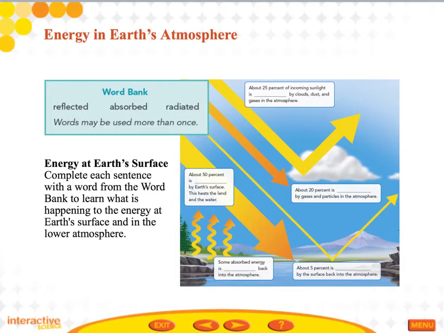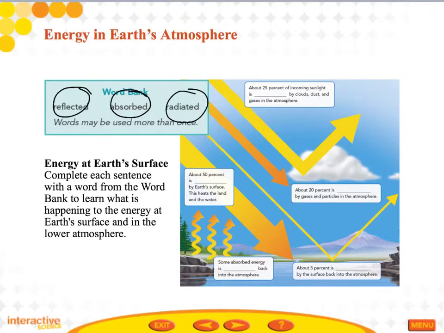Okay, so when energy hits the Earth's surface, when the sunlight rays come down through those various layers of our atmosphere, some of those rays get some different things happening, right? They don't all get absorbed by our Earth. Some are reflected, some are absorbed, and some are radiated. So if we look at this picture and we use these words and figure out what goes here. So let's look at this.